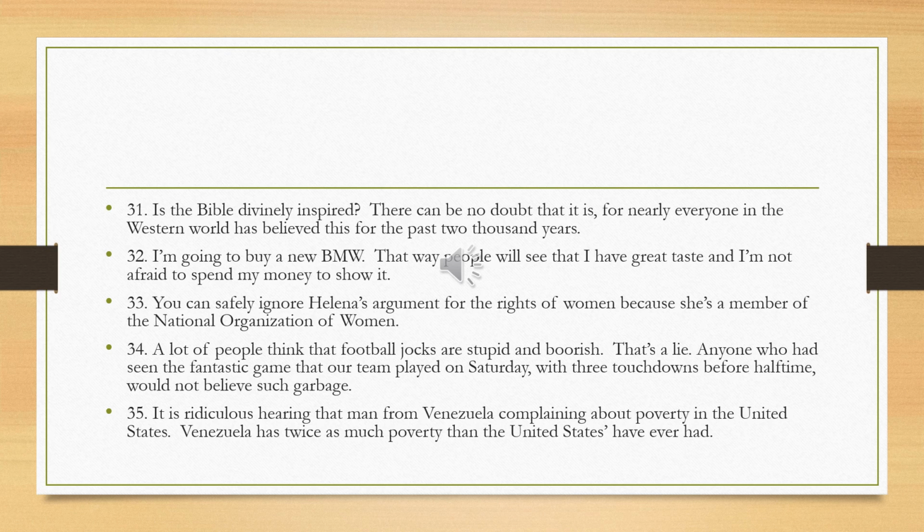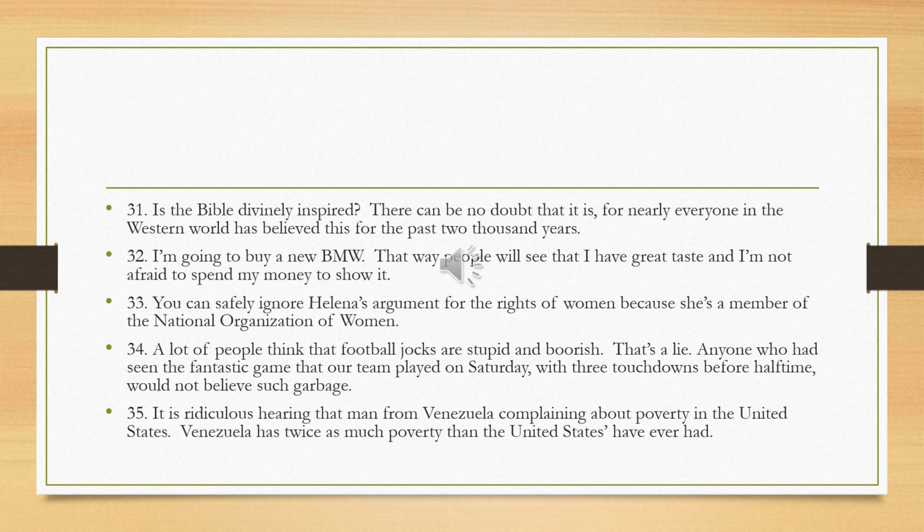Whereas 32 is an example of a different indirect appeal to the people. This is snobbery. I'm going to buy a BMW, and that way people will see that I have great taste. When we're concerned with how we're perceived in terms of our taste, our sophistication, etc., that's an example of snobbery. Snobbery is different than vanity. Vanity is about our external appearance, our concerns with how we are perceived externally. Snobbery is how we're perceived as internally. Do we have good taste?